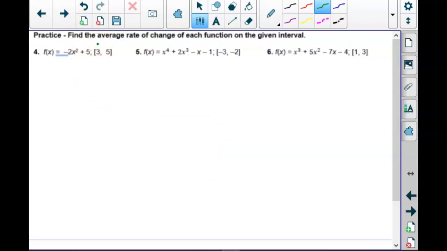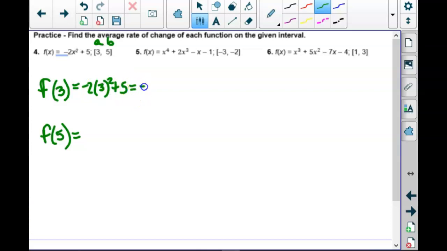So this is your a and this is your b. So we are going to find f of 3 and f of 5. Can someone put a 3 into that little equation and someone put a 5 in, please? Negative 2 times 3 squared plus 5. Okay, did anybody do the 5? Negative 2 times 5 squared plus 5. Negative 45 maybe? Okay.